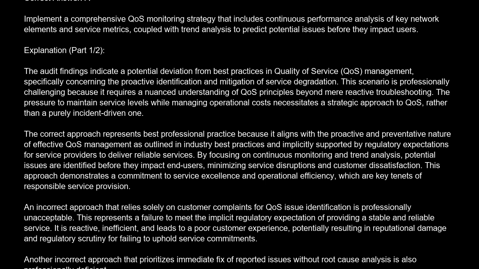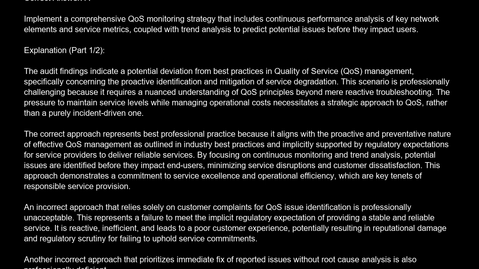An incorrect approach that relies solely on customer complaints for QoS issue identification is professionally unacceptable. This represents a failure to meet the implicit regulatory expectation of providing a stable and reliable service.